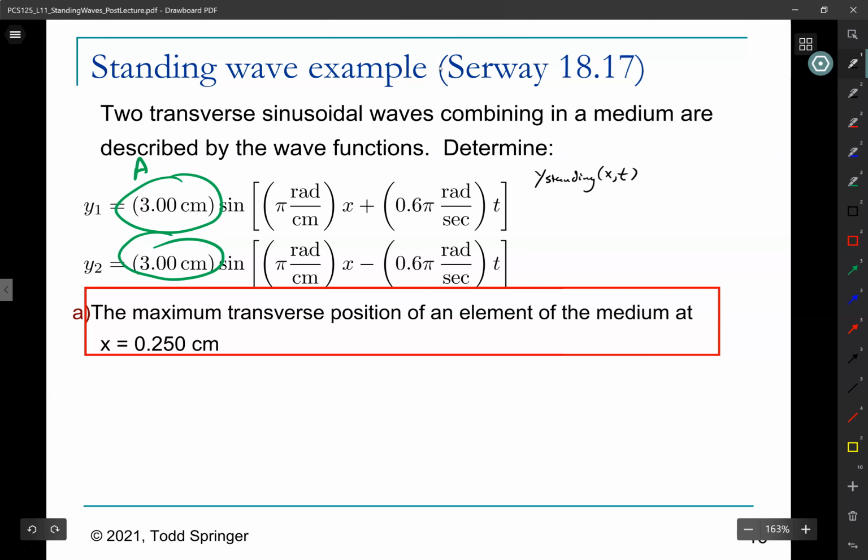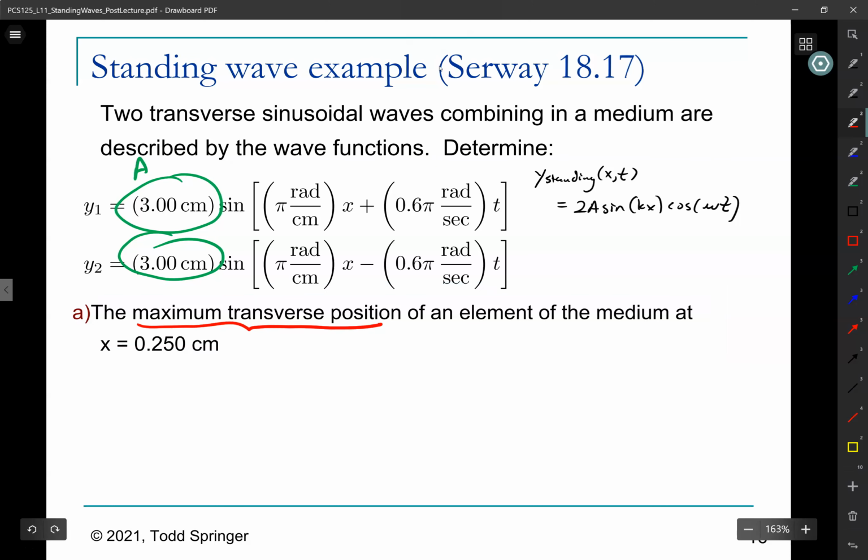y of x and t is going to be equal to 2a sine of kx cosine of omega t. Okay. So the maximum transverse position of an element of the medium at x equals 0.25 centimeters. So what does this mean, the maximum transverse position? That means the amplitude of this, what I'm calling the standing wave, y standing of x. So the amplitude of the simple harmonic motion of the little bead on the string at x equals 0.25 centimeters.